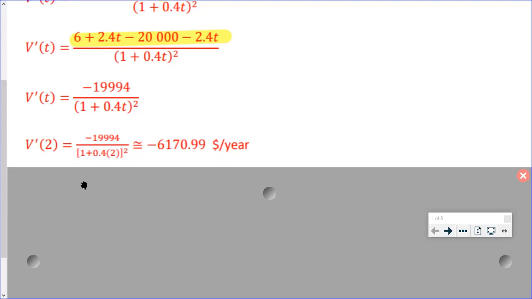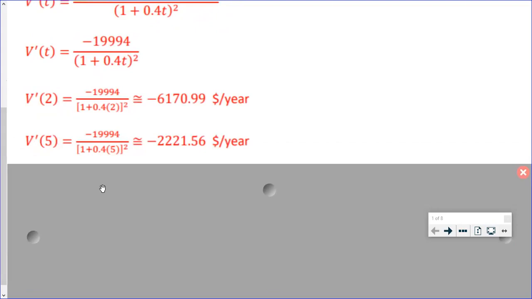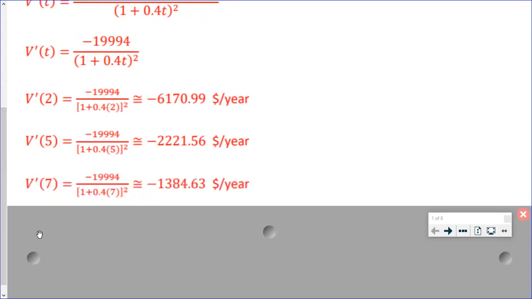So it's decreasing by $6,170.99 after 2 years. If I plug in t is equal to 5, I get another value. So remember, this is per year. It's depreciating per year. And after 7 years. So you notice the newer the car is, the faster the rate of change, the depreciation is at the beginning, and then it starts to taper off, level off the more years that pass.